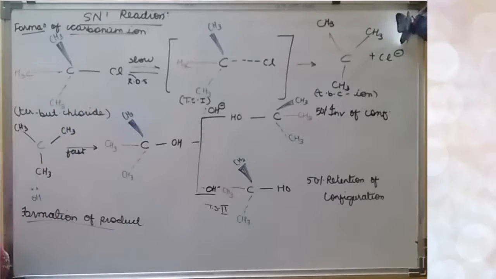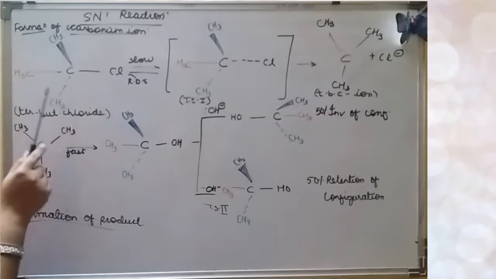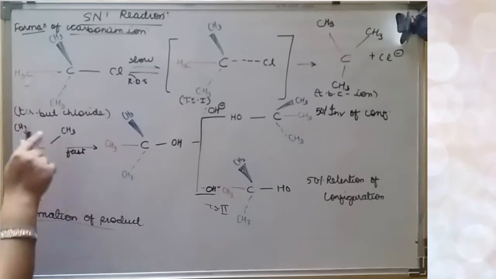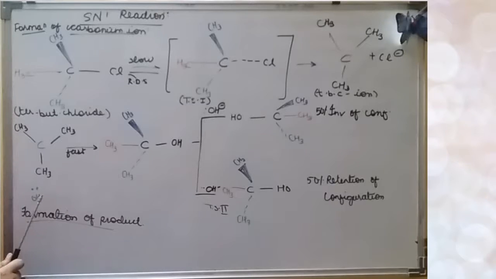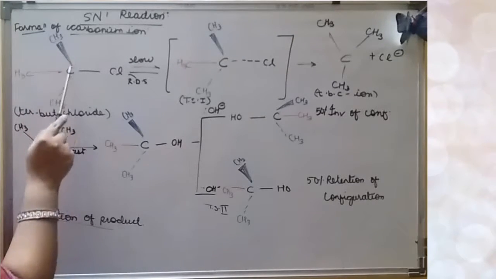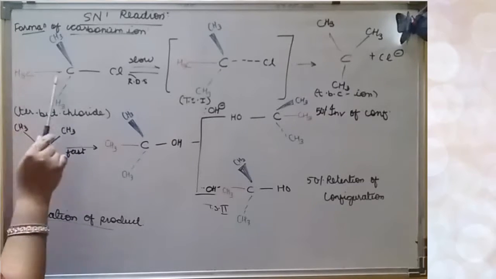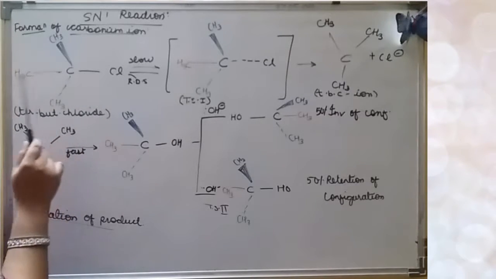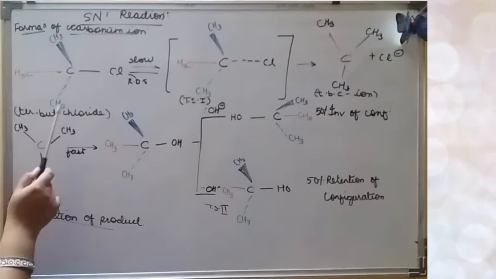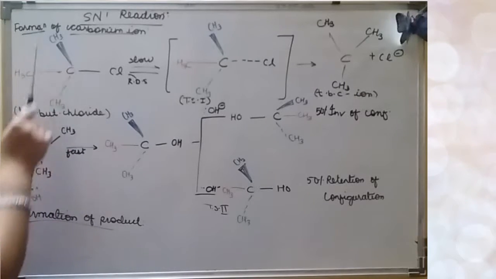SN1 reaction. This reaction takes place with tertiary butyl chloride. This is a two-step process. There are two transition states, as you can see here. First, tertiary butyl chloride will have 4 carbon atoms and a chlorine group attached to it. There is no problem.